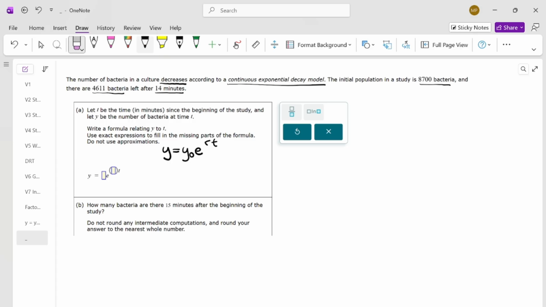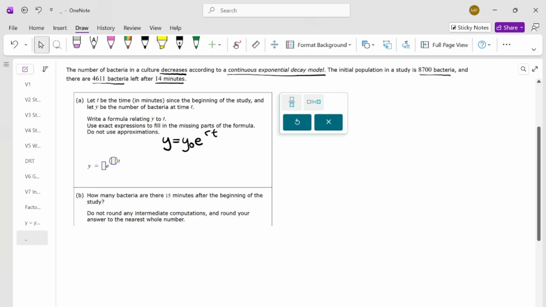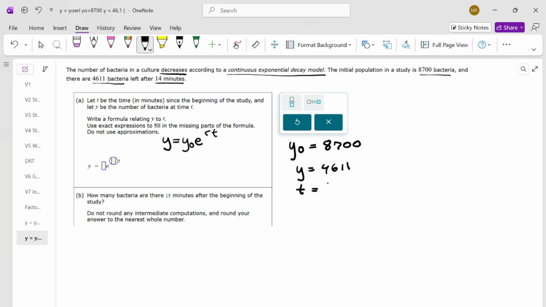Okay, so the first thing that we're going to do is identify what we already know, and this is given to us in the description above. It says our initial population in the study is 8,700 bacteria. So y sub 0 equals 8,700. There are 4,611 bacteria left, so our final amount is 4,611. And our time, our t, is 14 minutes.